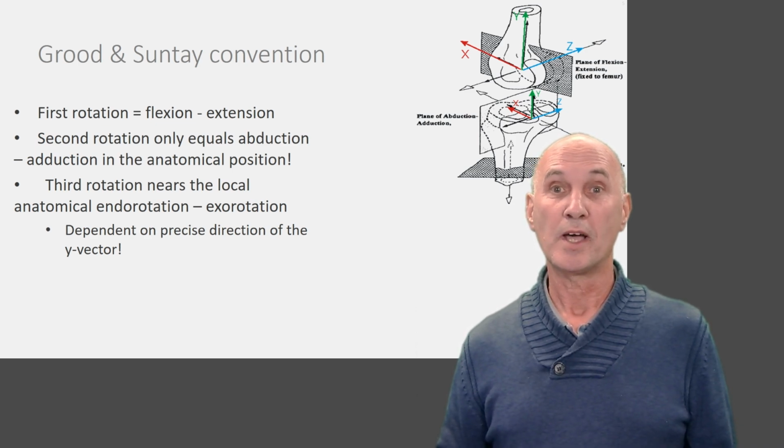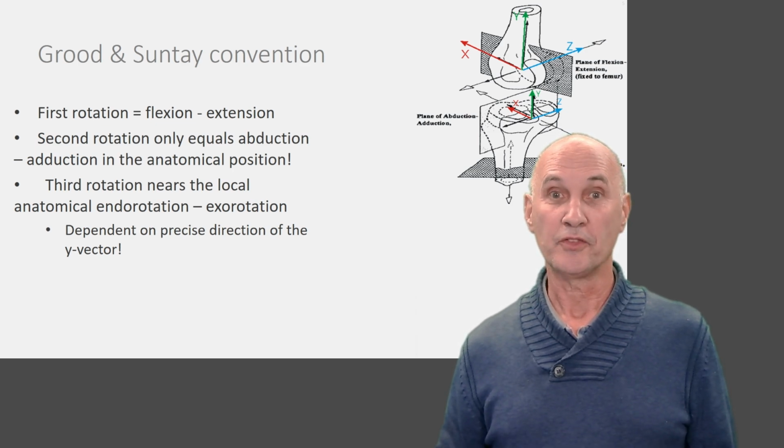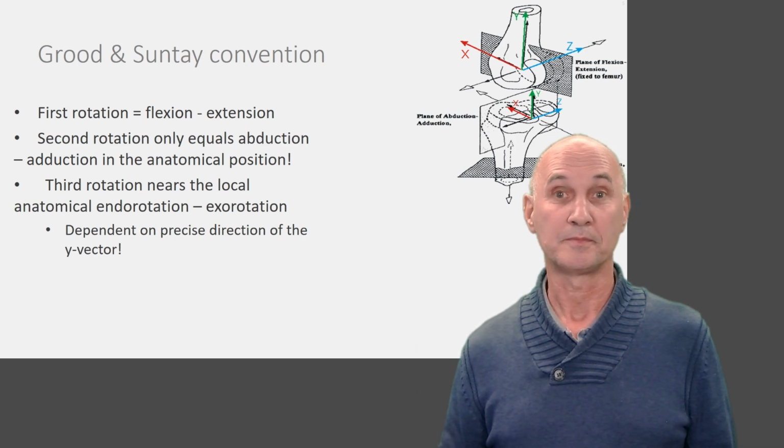But this only applies if the two coordinate systems for the thigh and shank are aligned in the anatomical position. If this is not the case, all axes will show secondary rotation effects that result from the assumption that the systems are aligned but in fact are not.